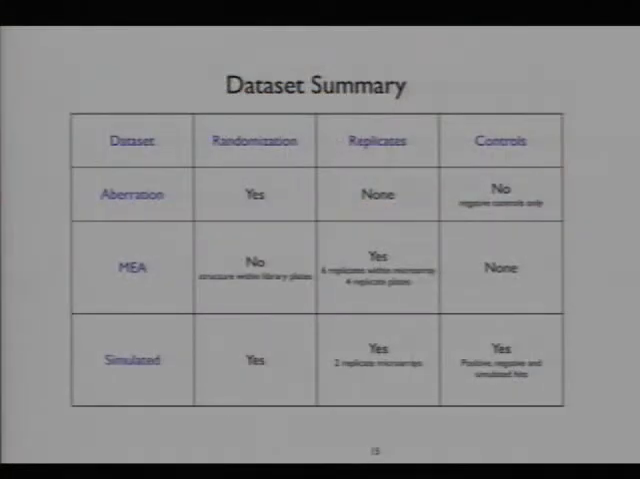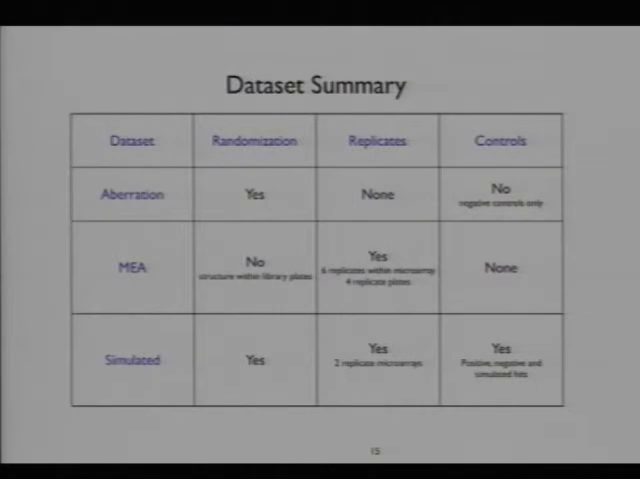So a quick summary of these data sets that are run through the pipeline. I've chosen these columns because, as it turns out, these are some of the controlling features that come into the experiment design. Having randomization is very important in these types of experiments, and I'll get into some of the specifics on that. The aberration screen is fully randomized. The MEA data set is not, and the simulated one is.